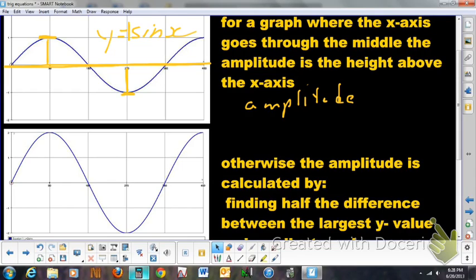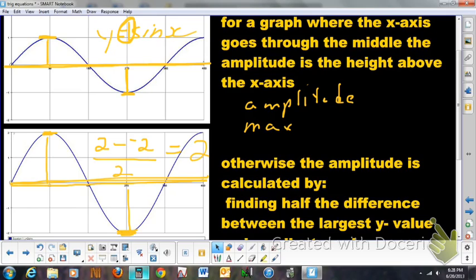Now things change when you change the number in front of the sine or the cosine. So now we have a max value at 2 and a min value at negative 2. The x-axis is still the line of symmetry. It's still halfway. But now we have an amplitude of 2. And if you take the max, up 2, minus a negative 2, that's the minimum value, and you divide that by 2, you get an amplitude of 2. That's how you figure out what you've got: max minus min, divided by 2.